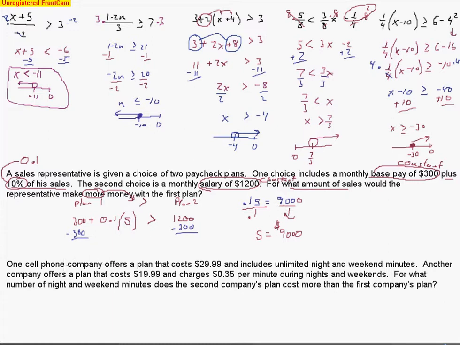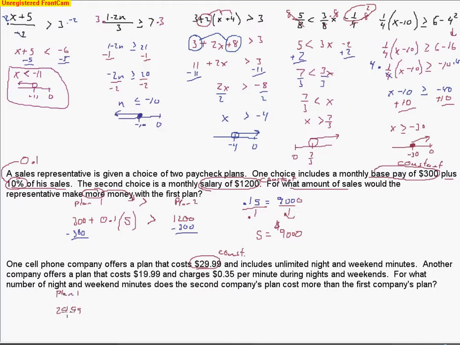Here it says one cell phone company offers a plan that costs $29.99 and includes unlimited night and weekend minutes. Another plan, so this is a constant. You're always going to pay it. So it's a constant. It's not changing. So let's call that plan 1, just like we did on the last one.